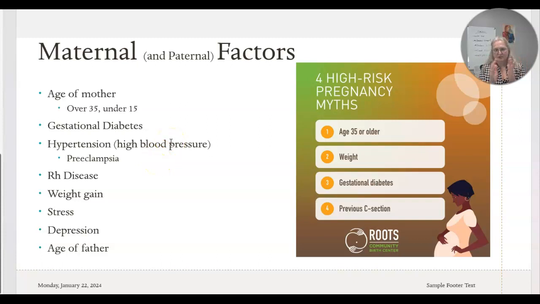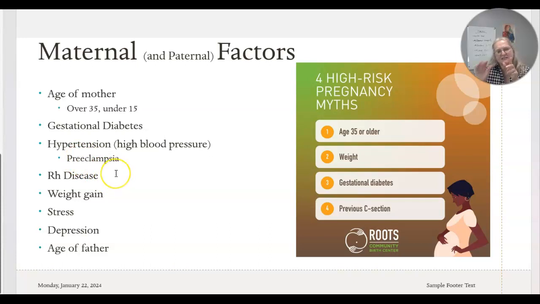Hypertension, this is when there's too much pressure on the blood vessels, or high blood pressure, otherwise known as hypertension. Preeclampsia is when a woman suffers from high blood pressure during her pregnancy, and it can cause the child to be born with high blood pressure as well. If you watch Downton Abbey, this is what the young woman died of, eclampsia. So this is actually pre-eclampsia.